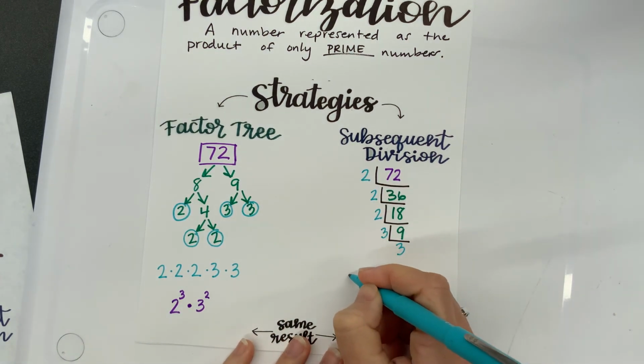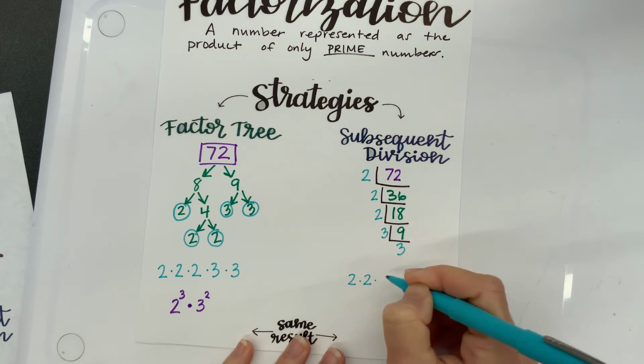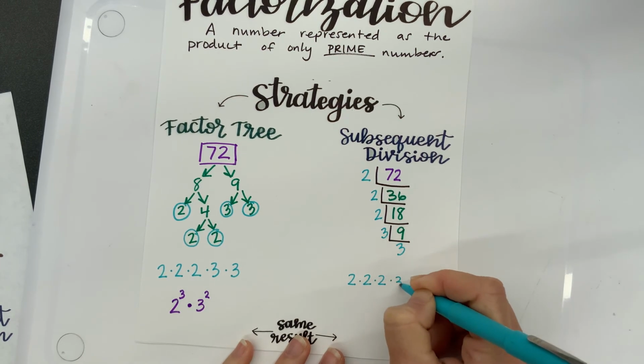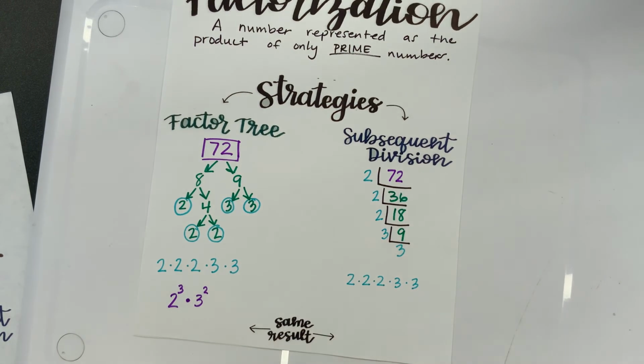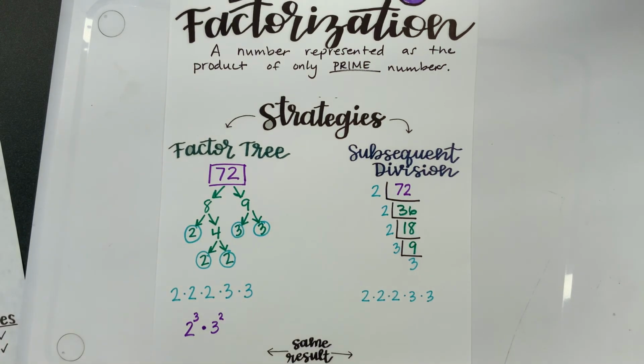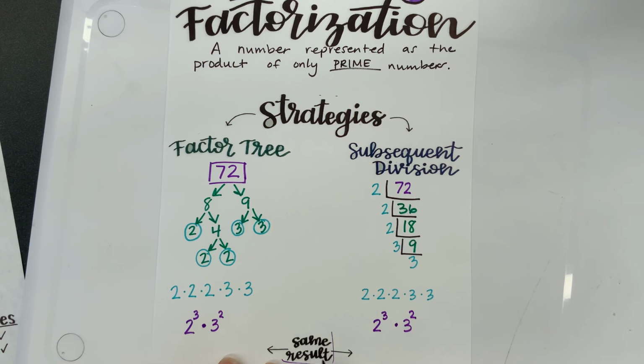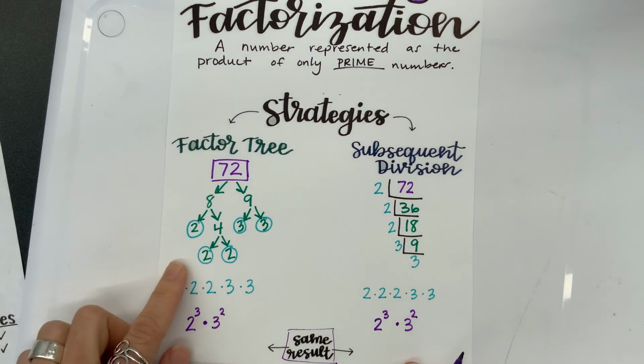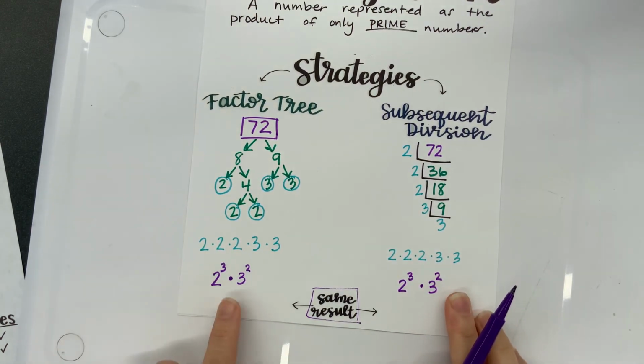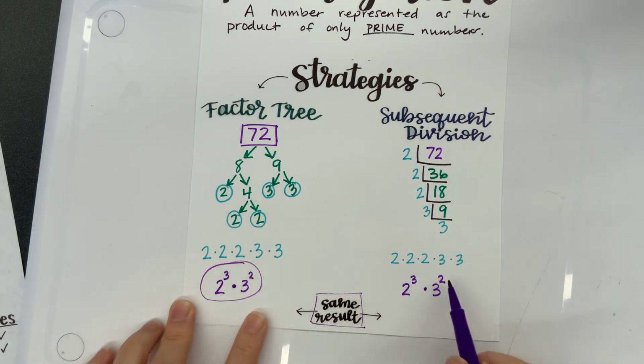Now I'm going to take those prime numbers and line them up. Again, this one is simple because I've already done it in order, but it may not necessarily be in order, and you kind of have to organize them. Now I have 2 times 2 times 2, which again is going to be 2 to the 3rd times, and then 3 times 3 is going to be 3 squared. Now notice how I get the same result. Whether I use the factor tree or I use subsequent division, I get the same result.